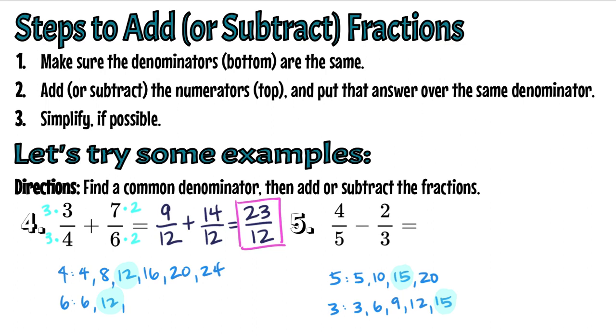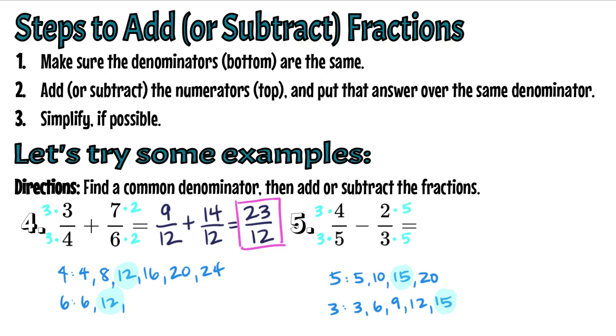Now we need to determine how do we get the denominator 5 to equal 15. We multiply by 3, which means we need to multiply that numerator by 3 as well. How do we get 3 equal to 15? We multiply by 5, which means we need to multiply the numerator by 5 as well.